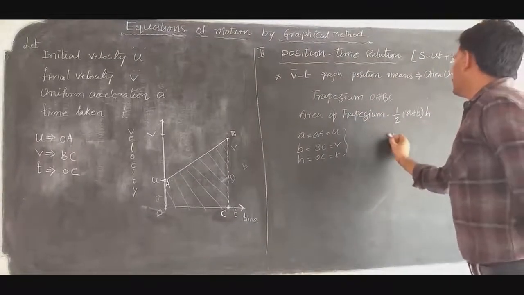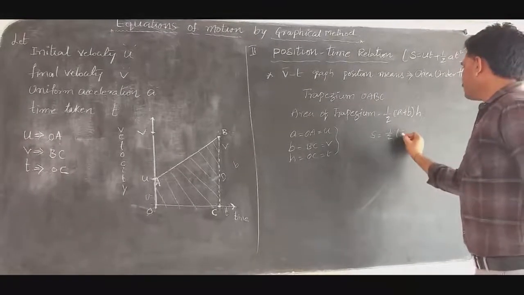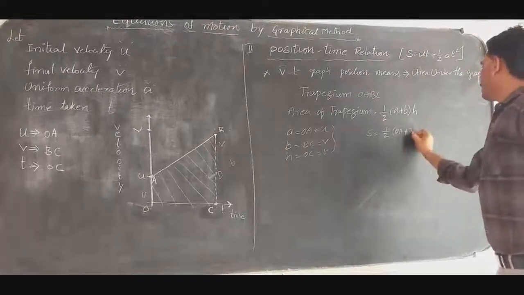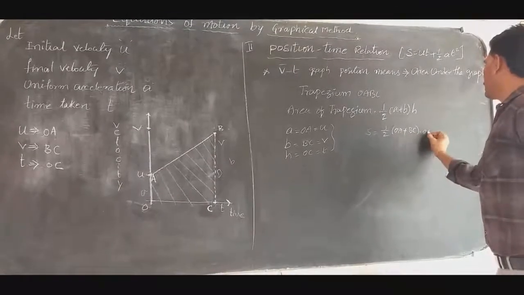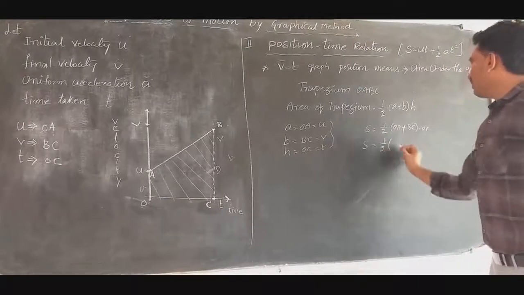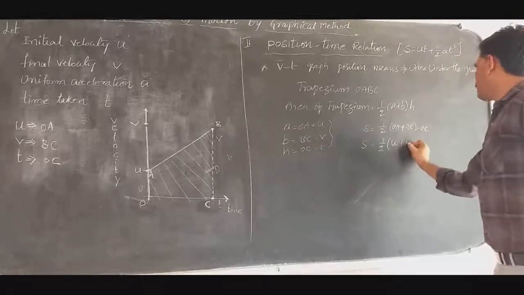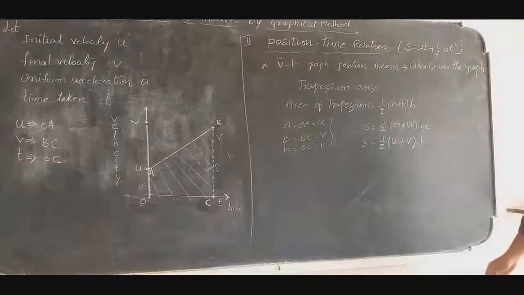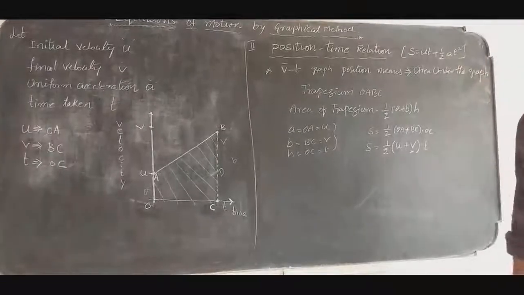Position means distance. S is equal to half into A, which means OA, plus another parallel side BC, into the vertical distance between those two, which is OC. Then you can write S is equal to half into OA, means U, plus BC, means V, into OC, means time. Is it okay? Good.